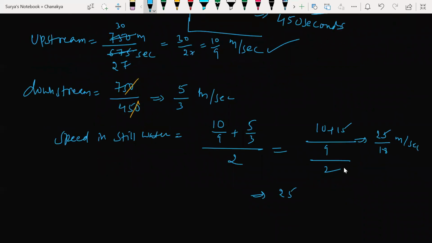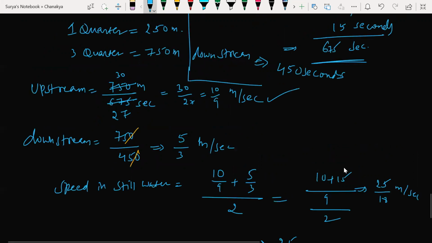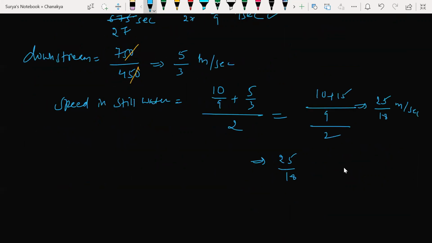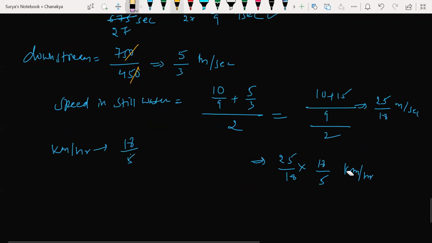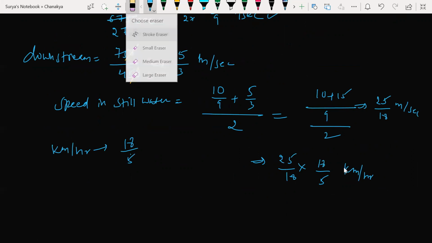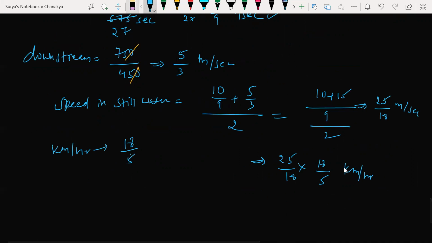So 25 by 18, he is asking in what? Kilometer per hour. So for kilometer per hour, what do I have to do? I have to multiply by 18 by 5. Am I correct? Guys, for converting into kilometer per hour, I need to multiply with 5 by 18. Per meter per second, it is 5 by 18. Hope it is clear, guys. For that, we have a proof as well. You can just derive it by yourself.